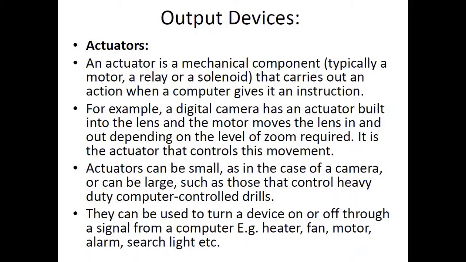It is the actuator that controls this movement. Actuators can be small, as in the case of a camera, or they can be very big, such as those actuators which control heavy duty computer controlled drills, or hydraulic jacks which open and close automatic doors, main gates of large houses. They can be used to turn a device on or off through a signal from the computer, for example a heater, a fan, a motor, an alarm, a searchlight, etc.